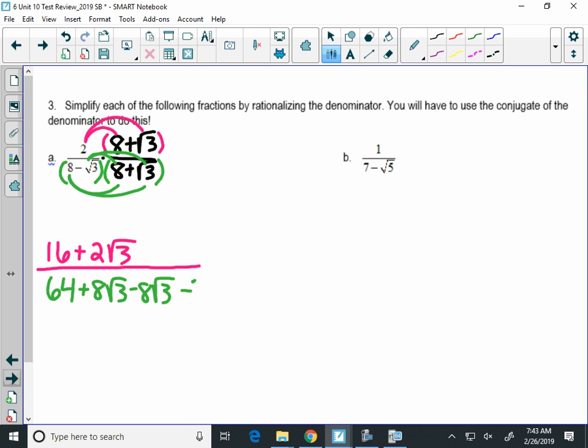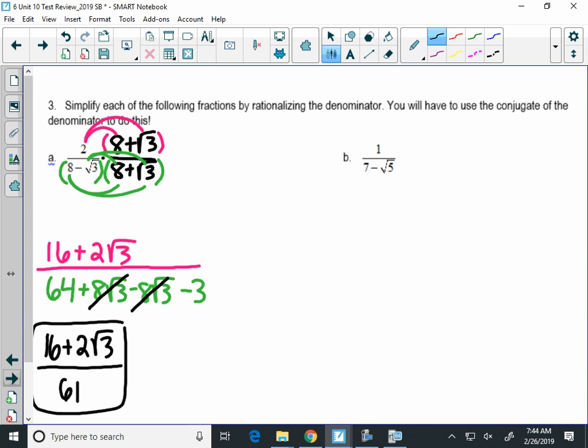times a negative, 3. Now, every time you do these problems, the middle terms here are going to cancel away, which is good because that takes the radical out of the denominator. The numerator stays at 16 plus 2 radical 3, and then our denominator is 64 minus 3, which is 61. That does not simplify, so that is your most simplified answer.